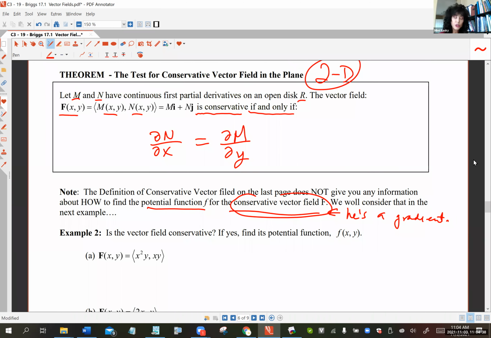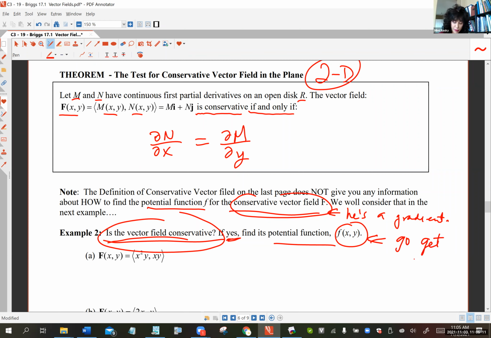Okay. So this is a two-part kind of thing, because you first have to answer the question, is the vector field conservative or not? And if yes, that means he's got a potential function to go get. If no, you're done. A vector field that isn't a conservative vector field doesn't have a potential function associated with it, because he's nobody's gradient. So I like to think of this as, if you have a conservative vector field, he has a mom, and you got to go get mama. Go get mama. Okay, so we're going to see when we have to go get mama.